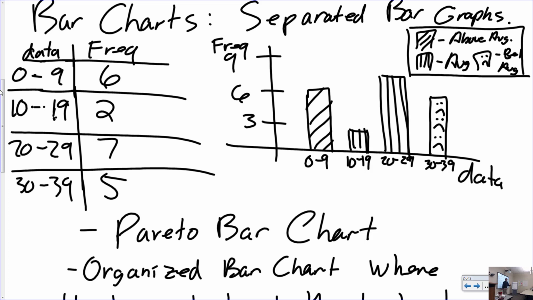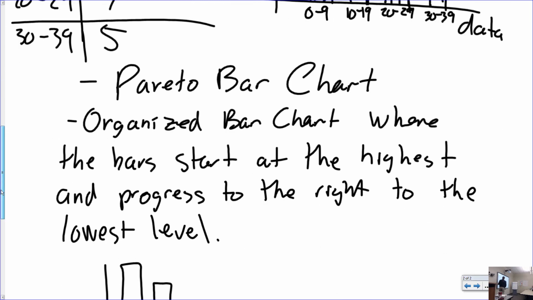But if your data that you have gathered is information that's generic, like suppose these bars, instead of representing the 0 through 9, they represent eye color. And this is blue, this is green, this is hazel, and this is brown. When the order that you put these in doesn't matter because the stuff isn't necessarily related, that is when you use a Pareto bar chart, all right?